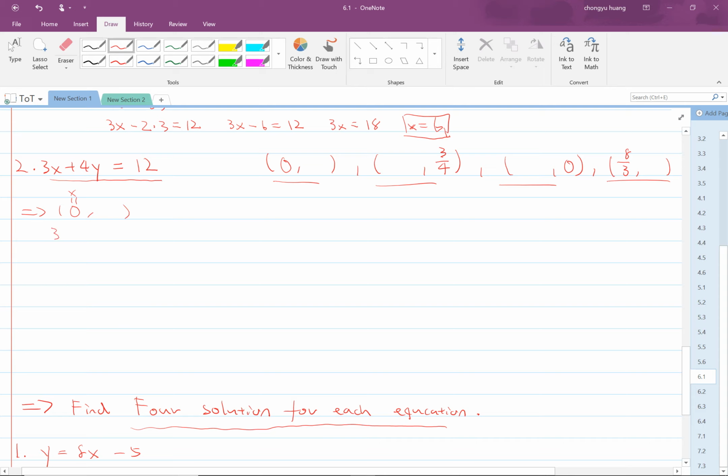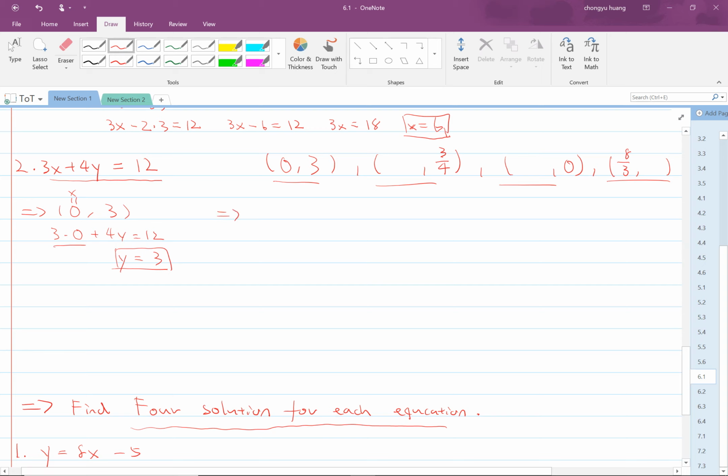We have 3 multiplied by 0, and then plus 4y equal to 12. 3 multiplied by 0 is 0, right? So 4y equal to 12, y equal to 12 divided by 4, which is equal to 3. So you find y equals 3, and that's the first point.